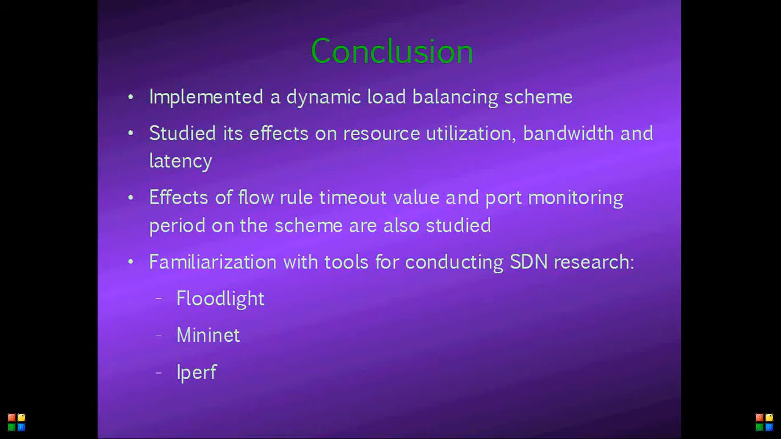So the conclusion is, we implemented a dynamic load balancing scheme and studied its effects on resource utilization, bandwidth, and latency. Furthermore, we also studied the effects of flow rule timeout value and port monitoring period on the load balancing scheme. Finally, we familiarized ourselves with the tools for conducting SDN research such as Floodlight, Mininet, and iPerf.